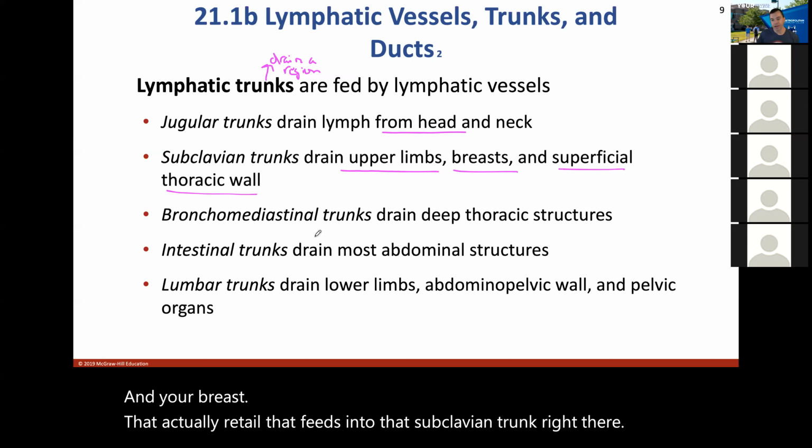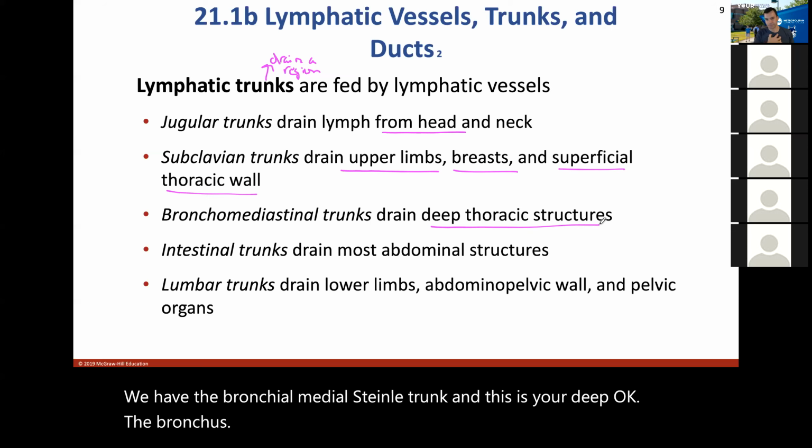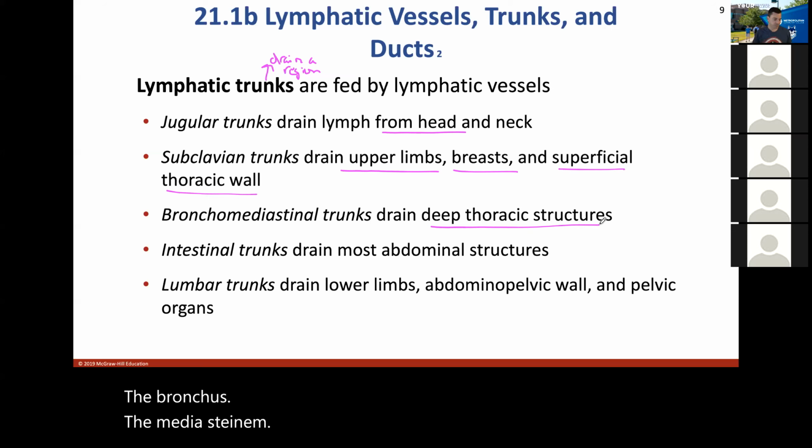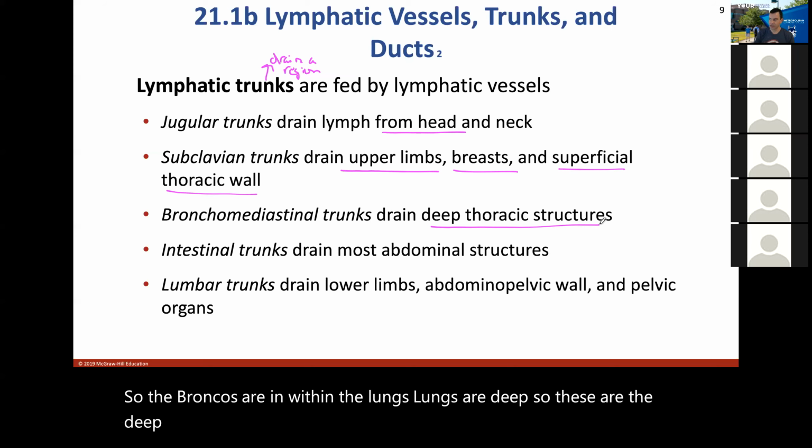We have the bronchiomediastinal trunk, and this is your deep. The bronchus, the mediastinum, right? Where the heart resides, all that's deep. So the bronchus within the lungs are deep. So these are the deep thoracic structures. And it's not paired. There's only one of these guys.